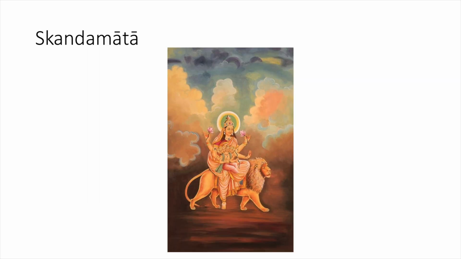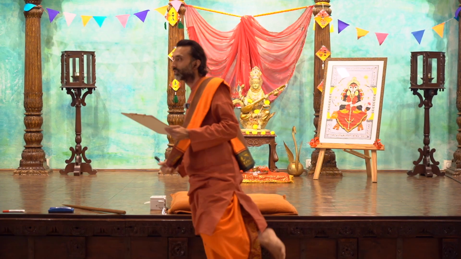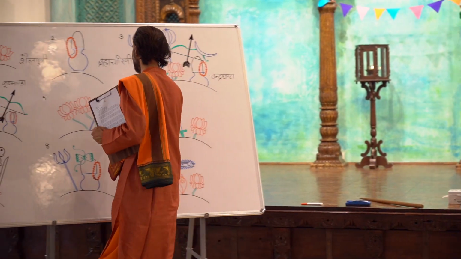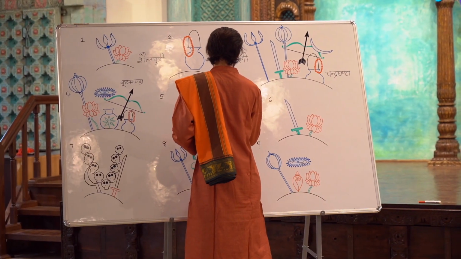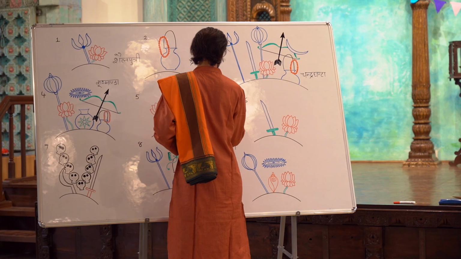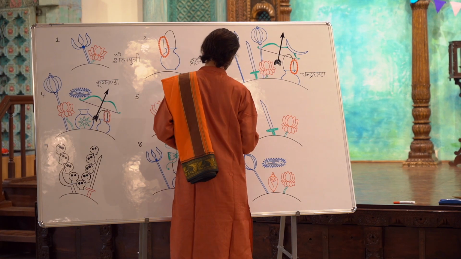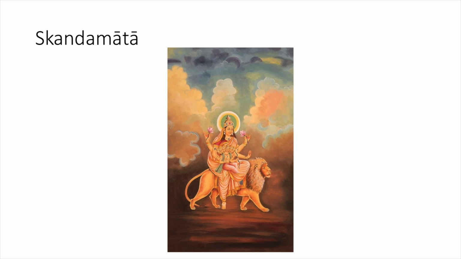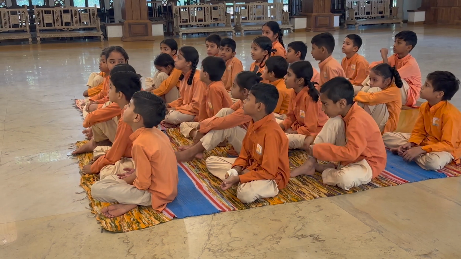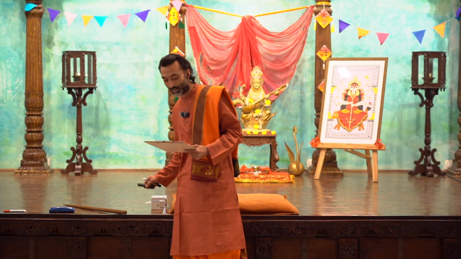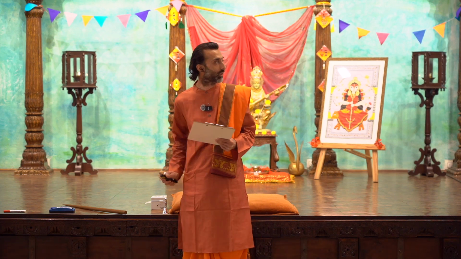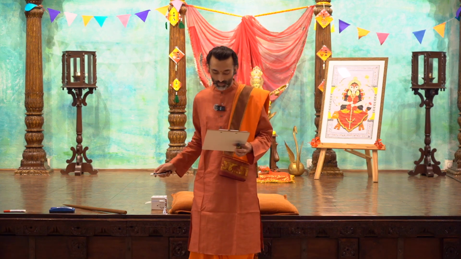Number 5, Skandamātā. Who is Skanda? Somebody tell me. Think. Who is Skanda? He's a figure. He's Ganesha's brother. Skanda. Kartikeya. Correct. Say it out loud. Kartikeya. Skanda is Kartikeya. She is the mother of Kartikeya. So she's also Parvati. So the meaning is mother of Skanda.